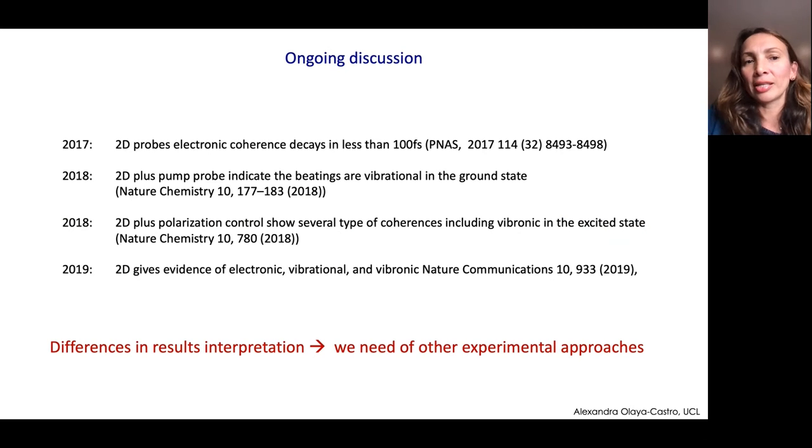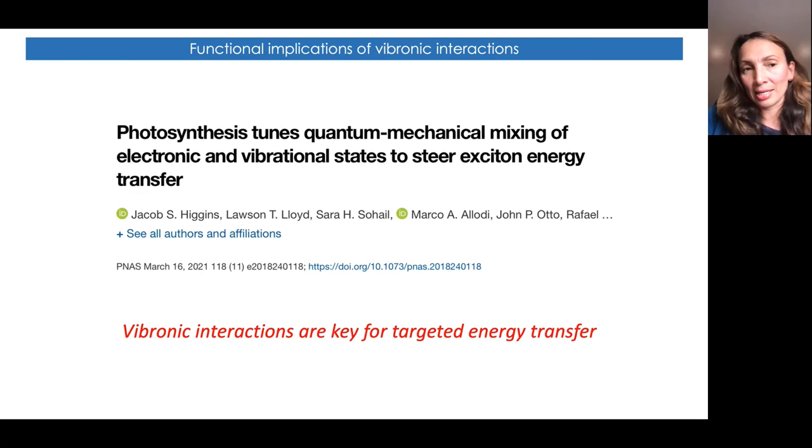Now, there is still an ongoing discussion about it, because experimentally, the way these different processes are probed in these systems has evolved. I would not say that there is a full agreement in the interpretation of all of these results. But there is an agreement in the fact that there are important electronic vibration, or better, exciton vibration interactions in these systems that are responsible for what is observed in the experiment, but also for the function of these systems. In particular, last year, there is a very nice work by Greg Engel, in which he shows specifically how these interactions determine the energy transfer to specific sites, but also how the same interactions are responsible or not for the presence of coherence beatings in the experiments that they developed.